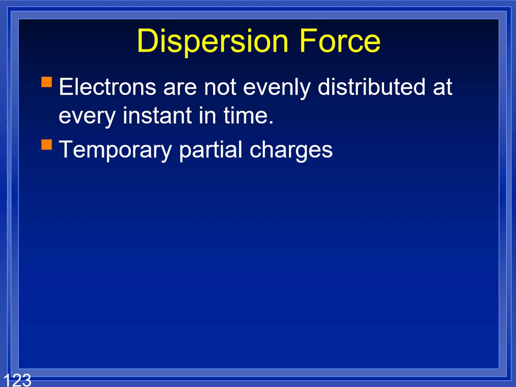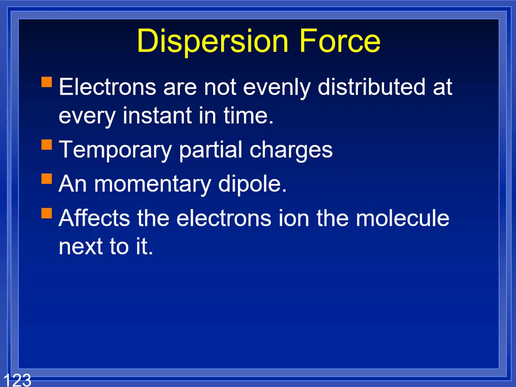Again, the book called it a momentary dipole. So it's not a permanent one. It's just random motion brings more electrons over here than over here. So one end is temporarily negative, the other end is temporarily positive. Temporarily partially negative and temporarily partially positive. And the negative and positive charges are going to affect the molecules next to them.